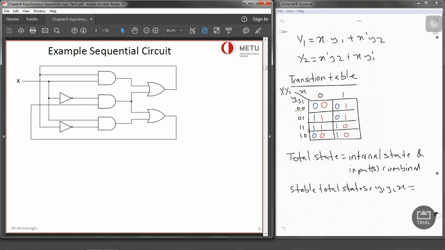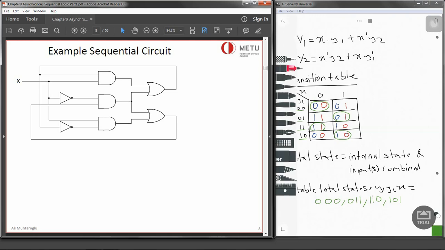Now the present state is 0, 0 and the next state is 0, 0, that is stable. And present state is 0, 1, then the next state is 0, 1, so that one is stable when input is 1. Then the present state is 1, 1 and the next state is 1, 1, so that is stable when input is 0. And the present state is 1, 0, and the next state is 1, 0 when input is 1. So we can say that 0, 0, 0, 0, 1, 1, 1, 1, 0, and 1, 0, 1, those are our stable total states. And the rest is the unstable total states.